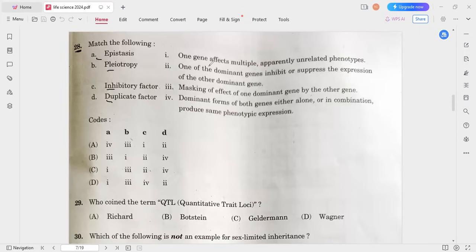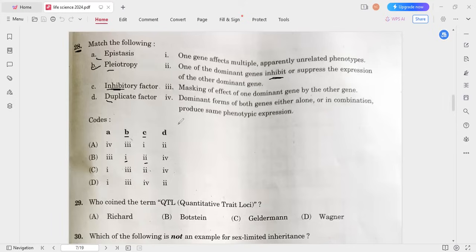One gene affects multiple apparently unrelated phenotypes, so that is called pleiotropy. That is B1, option B. You can see none of the B options contains number 1, but it's okay, let's move on. One of the dominant genes inhibits or suppresses the expression of the other dominant gene, which is called inhibitory factor. You can see the word inhibit here also. So C, that is option 2.